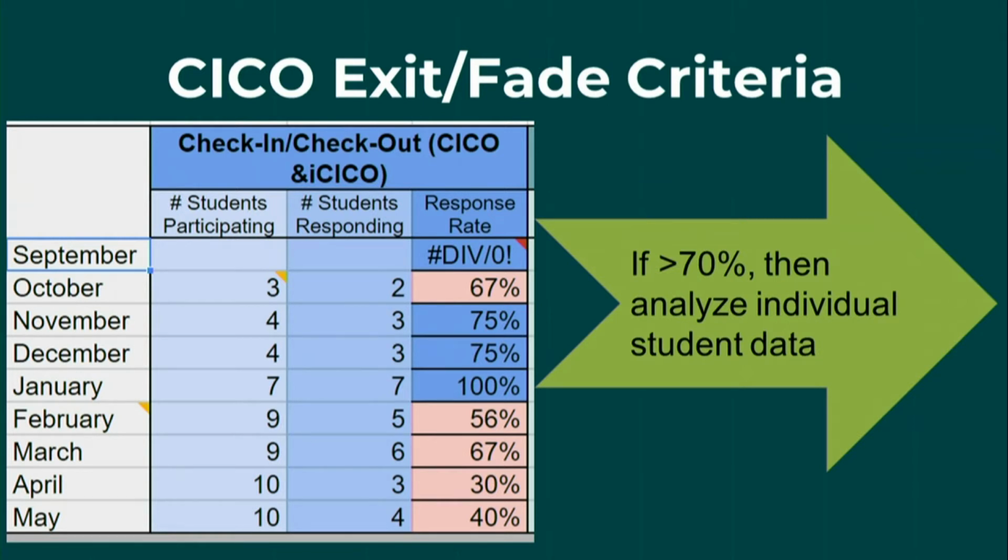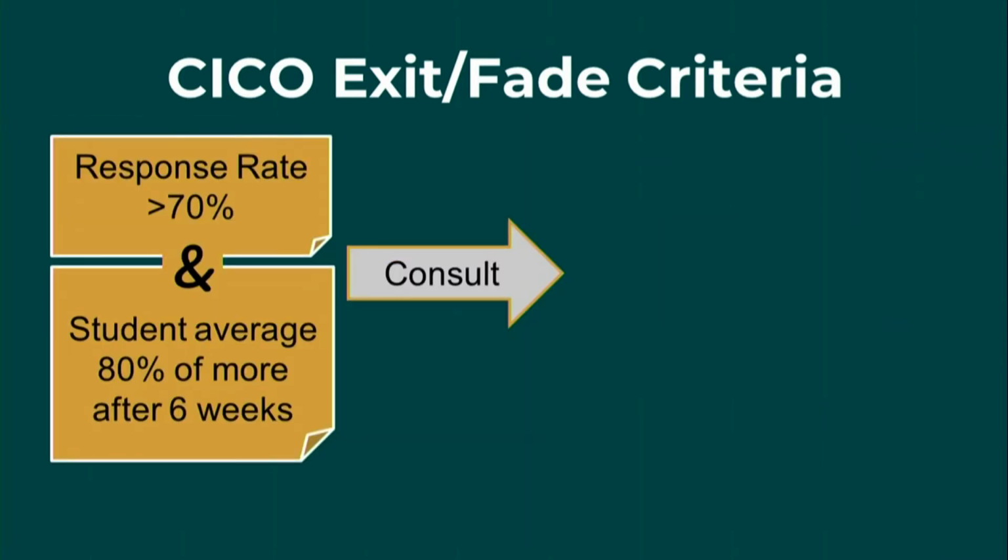So we hit it a couple months, but in general, we're not hitting it consistently. So our team is kind of like, yeah, we probably have a check and check out fidelity issue. So we say we're going to do the response rate is above 70%, and if so, then we'll analyze some individual student data. And then our goal we set was similar to others I've heard, is that they have to have an average of 80% of their points after at least 6 weeks.